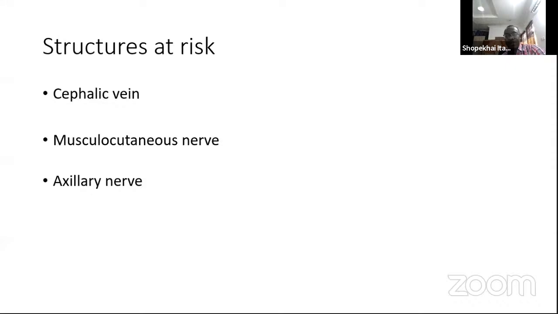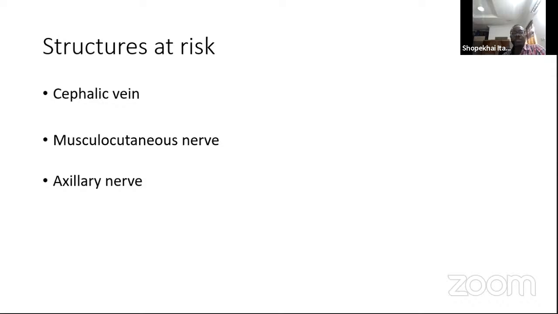Structures at risk when dealing with the deltopectoral approach include the cephalic vein, and sometimes we nick it. You try not to, sometimes you nick it. What do you do if the cephalic vein is transected? We just simply ligate it. Double ligation, and that's fine. The tributaries will suffice. There may be some degree of edema in the postoperative period, but that would abate over time.